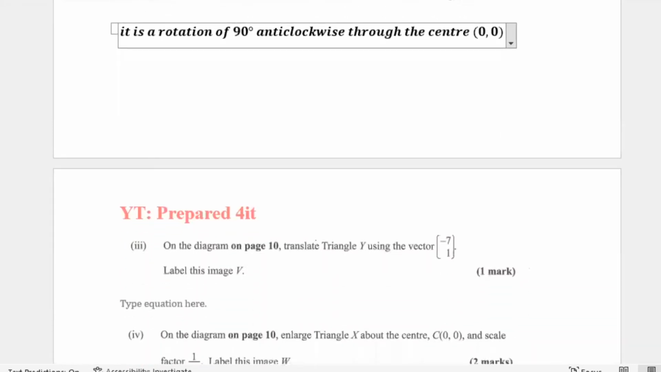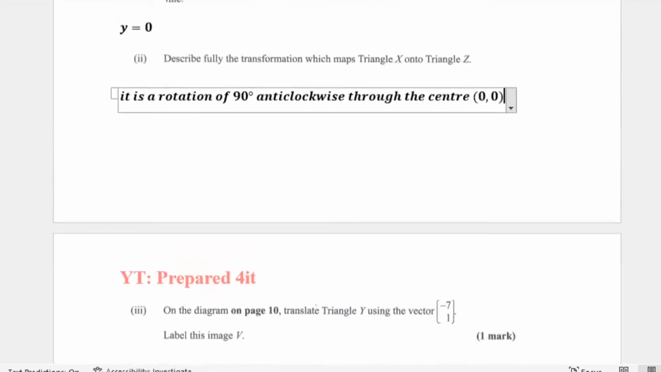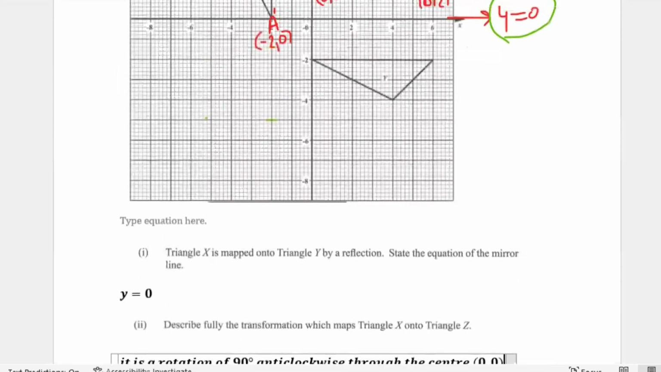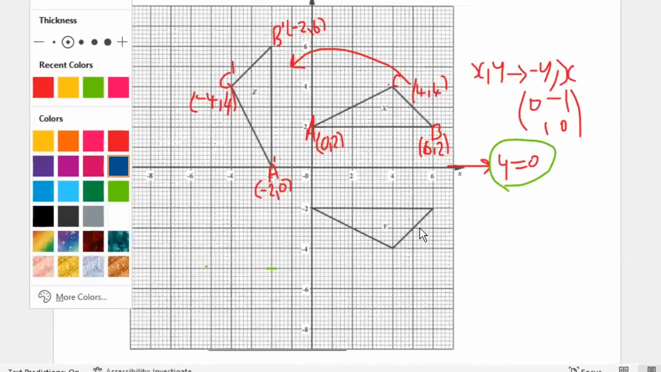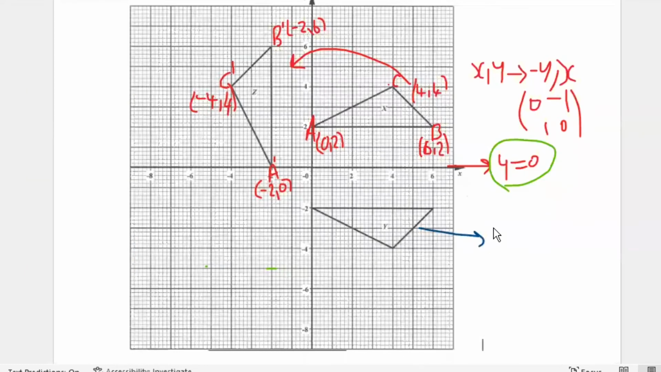Part 3 now says, on the diagram, which is the same diagram we were just looking at, translate triangle y using the vector -7, 1 and label it as V. So we are translating triangle y using the vector -7, 1. Let me just write that here. We're translating triangle y, and we're using the vector -7, 1.